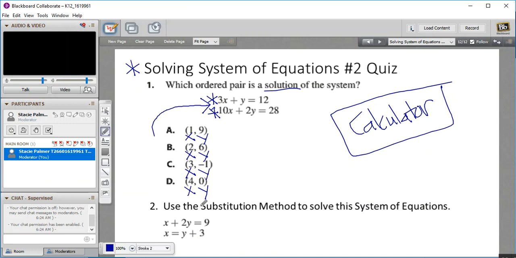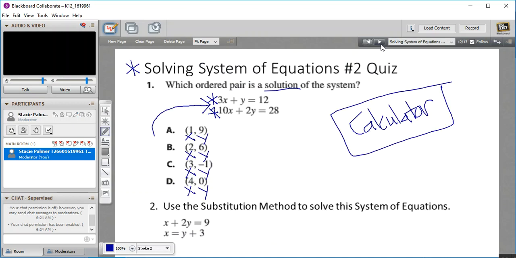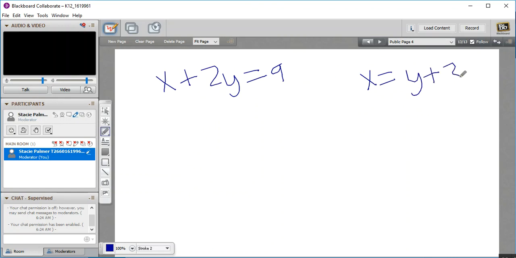For the second one, use the substitution method to solve this system of equations. So you're going to put them side by side. Okay. And I actually gave you an easy one for your quiz. This is our equation 1, and this is our equation 2. Okay, so you can see that equation 2 has already been solved for the x. The x is all by itself. Okay, we know that x is equal to y plus 3. So having an x or having a y plus 3, that's exactly the same.